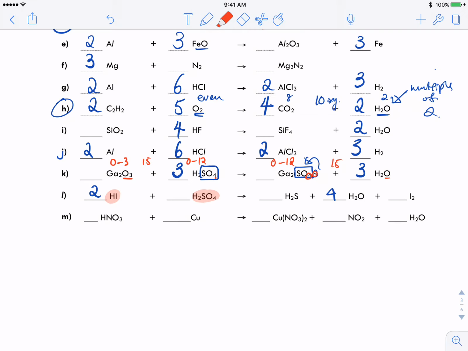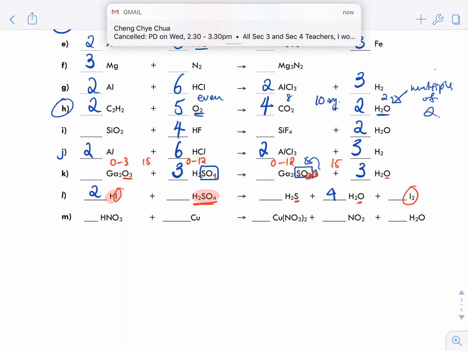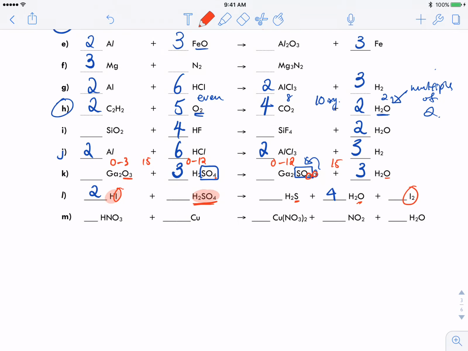Okay, it's actually easier to increase our HI because in doing so, I'm only affecting one other element, I. And I is easy to balance because there's only one species that has I on the right hand side. If I choose to balance hydrogen by increasing H2SO4, I need to both increase this as well as this. So it will be a never-ending loop of trying to balance it.